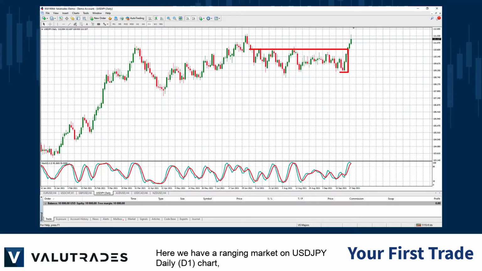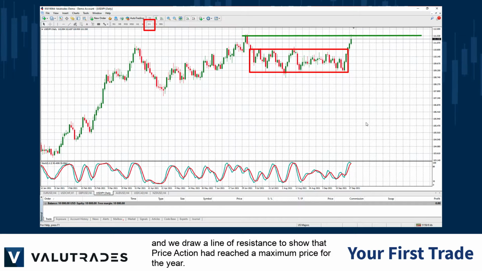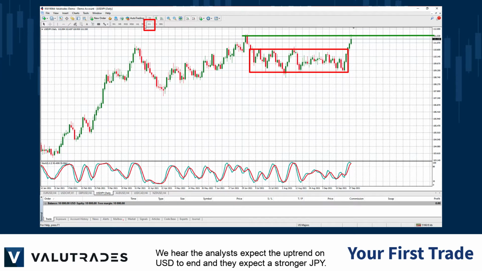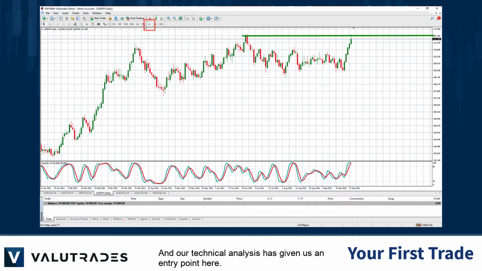Here we have a ranging market on the dollar-yen daily D1 chart, and we draw a line of resistance to show that price action has reached a maximum price for the year. We hear that analysts expect the uptrend on the US dollar to end, and they expect a stronger yen. And our technical analysis has given us an entry point here.